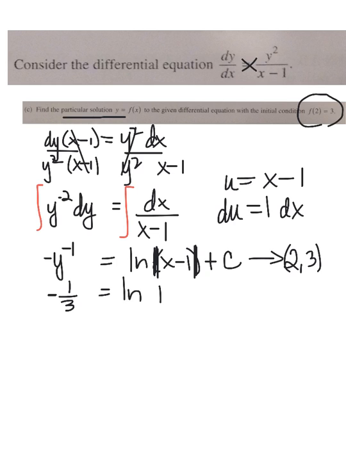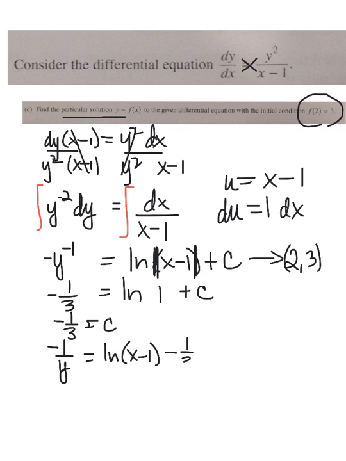At the same time, I am going to change this to just negative 1 over y. So my y value is 3, so that's going to be negative 1 over 3 equals the ln of, now 2 minus 1 is 1. Technically, we do have these in absolute value parentheses, but the ln when I plug in 2 is just 1, so that's why I'm writing just a 1 there. And what is the ln of 1? 0, right? So then right here we know that negative 1/3 is equal to c. Okay, so let's go back and plug that in. So I have negative 1 over y equals the ln of x minus 1, and then that's going to be minus 1/3.